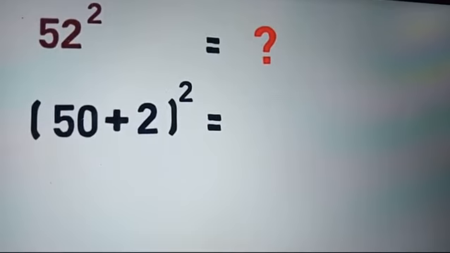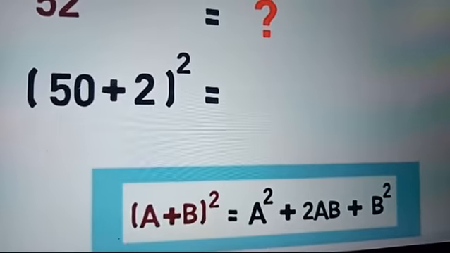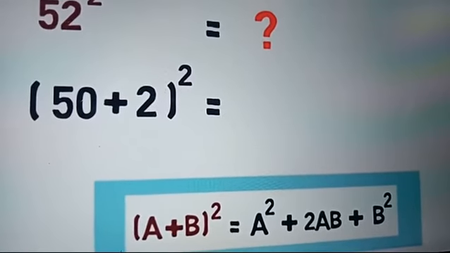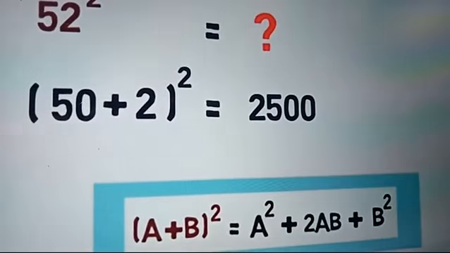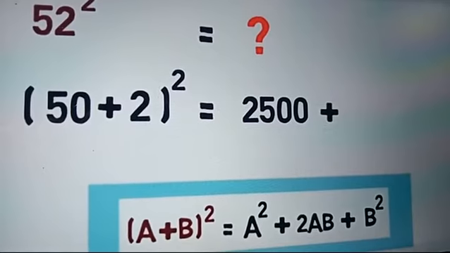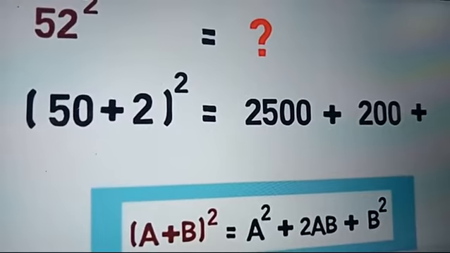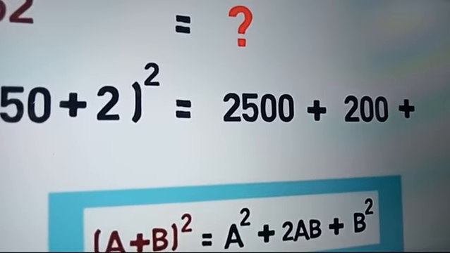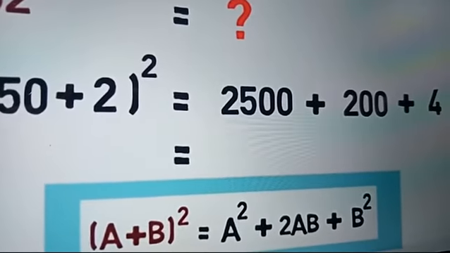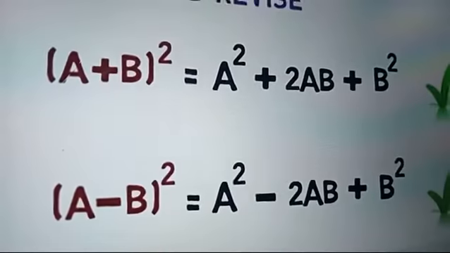My dear friends, let's use the first formula, (a + b)² = a² + 2ab + b². If you compare here, a is equal to 50 and b is equal to 2. So simply we'll take the square of a, that means 50 squared, which is 2500, and 2 into a into b, so 2 into 50 into 2, which is equal to 200. And at the end, b squared, which means 2 squared, which is 4. Now simply add all this, 2500 plus 200 plus 4. It's 2704. That's it, my dear friends. This is as simple as this.